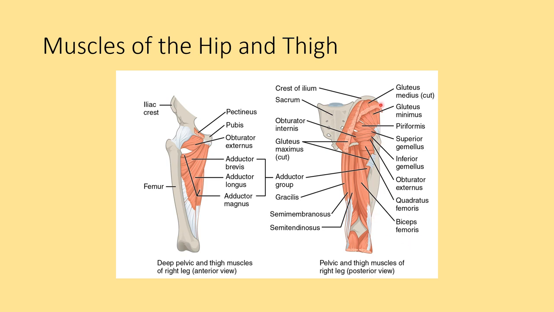And up here it's showing your gluteus maximus that they have cut. It would extend over all of this. Beneath that is your gluteus medius, and below that one is your gluteus minimus. So there are three different layers of your glutes, if you will.